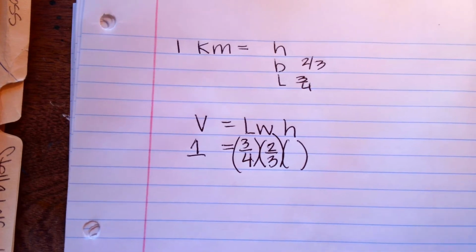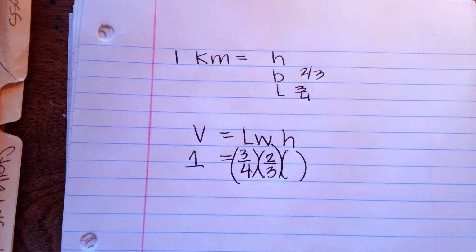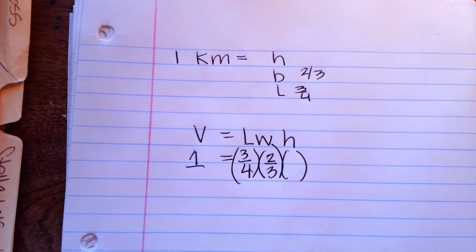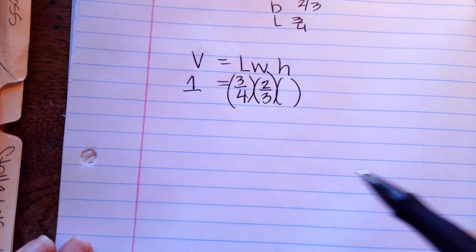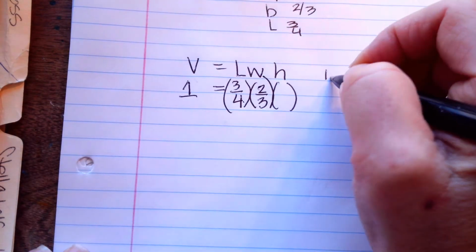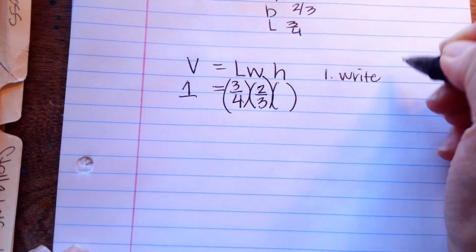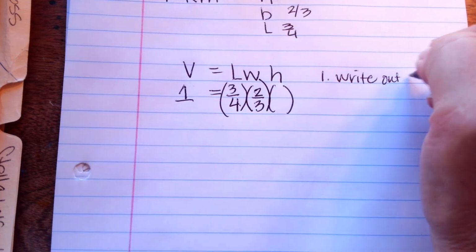So when they give you the volume, they said that the volume was 1. They didn't tell you what the height was, but they told you what the base and the length were. So you're going to first always write out the formula. Step 1, and you can write this on your paper: write out the formula.